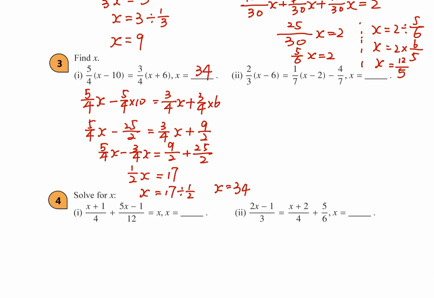Okay, and then for the second one, similarly, we break down the brackets first. We would have 2 over 3x take away 2 over 3 times 6. And that would actually just be 4.